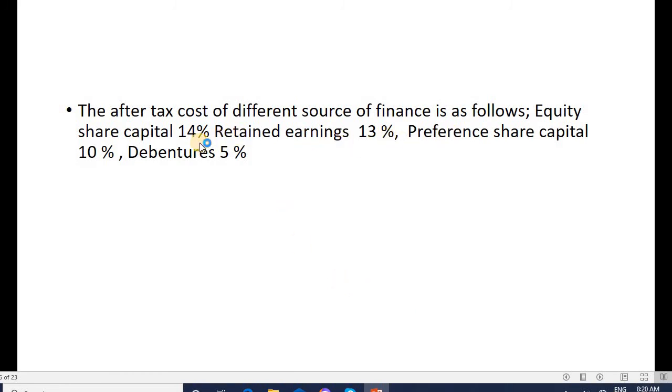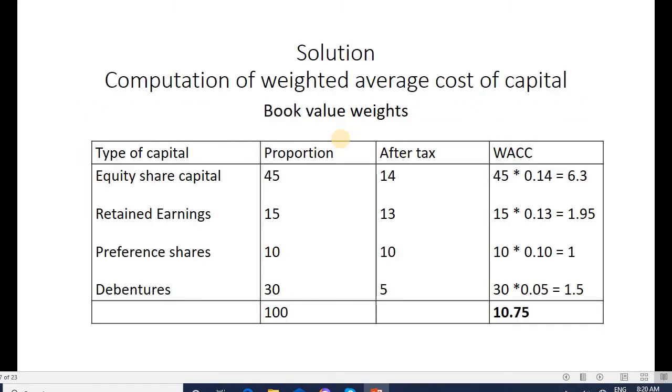The after tax cost of different source of finance is as follows. Equity share capital 14%. Retained earnings 13%. Preference share capital 10% and debenture 5%. It's after tax cost only given. We have to take the same 14, 13, 10 and 5.